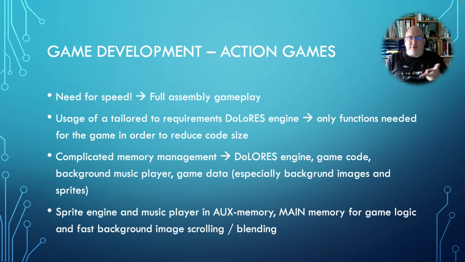library somewhere. We have the game code. We have the background music player with the music data files. We have game data, which we need to store somewhere, especially the background images and the sprites. And the solution so far is that we put the sprite engine in aux memory, in the high area of the aux memory. The music player is in auxiliary memory, as well as the music files. And the main memory is used for the game logic, with a fast background image scrolling and blending effects. And we also store most of the background image data in the main memory.